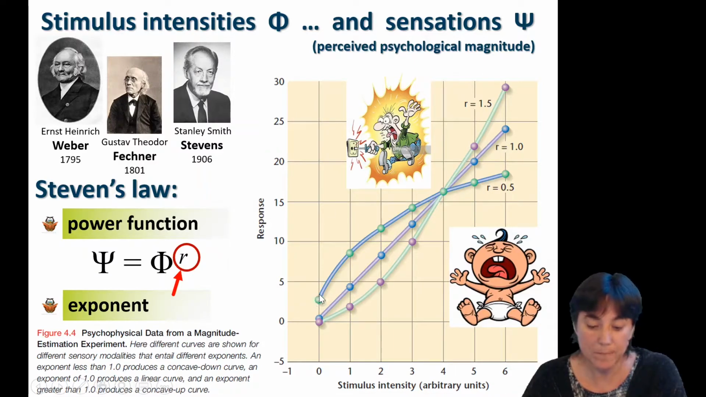auditory stimuli. There you have a different R. The R is below 0.5, and thus this is a different shape for the curve. The higher the intensity gets, the relatively lower the response will be. So please learn this. Stevens' law is very important in psychophysiology, and it explains a lot about sensations.